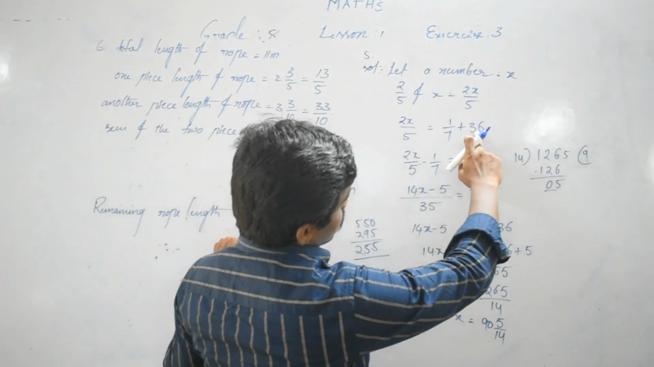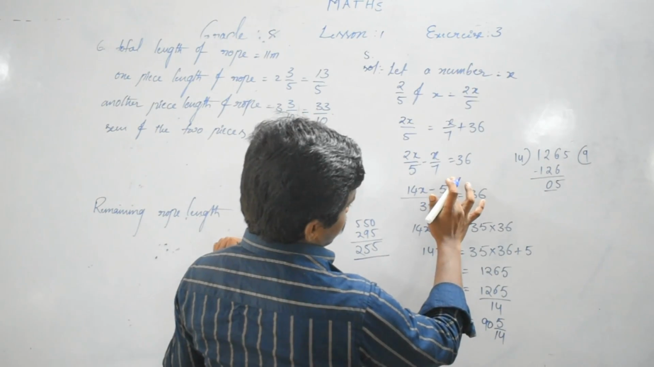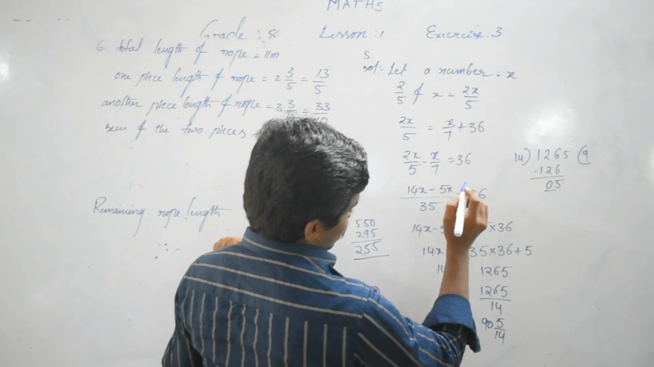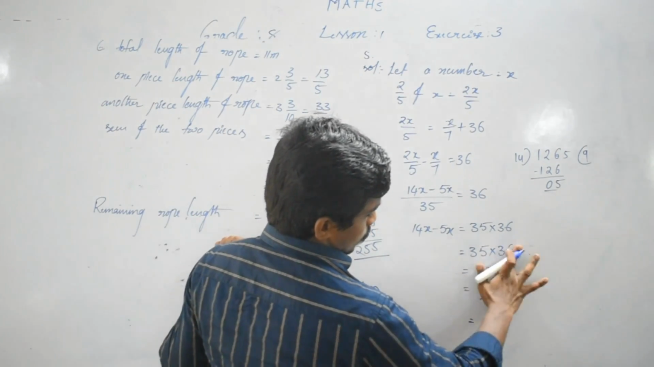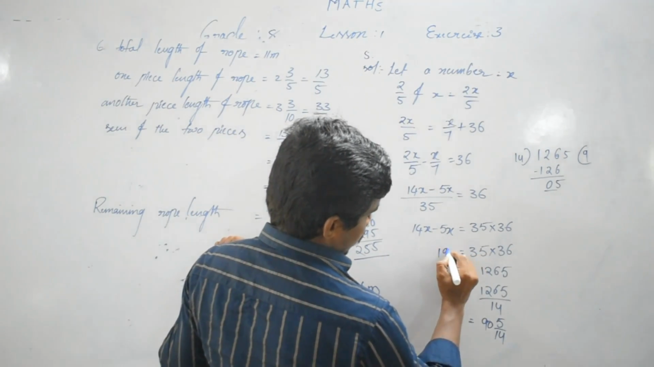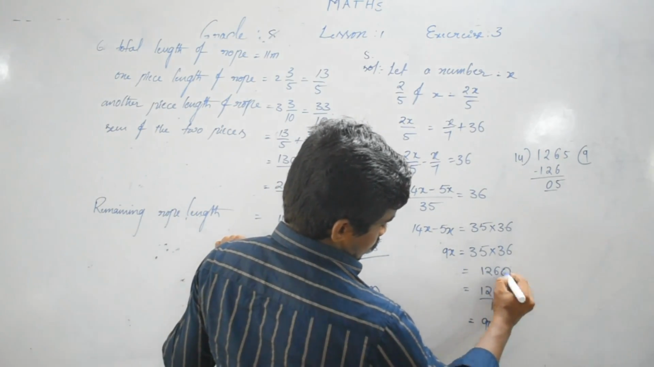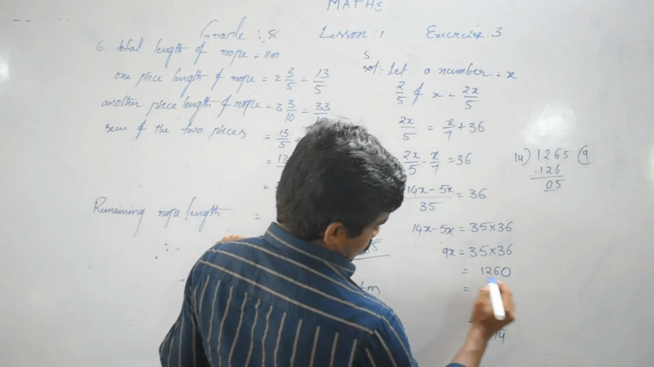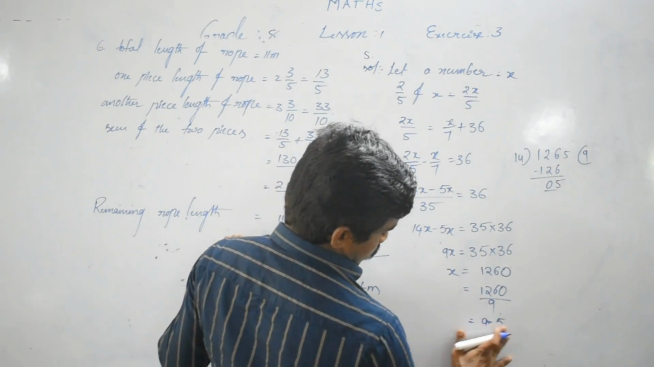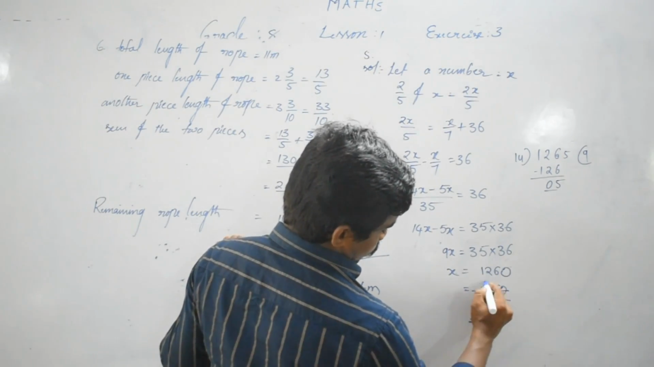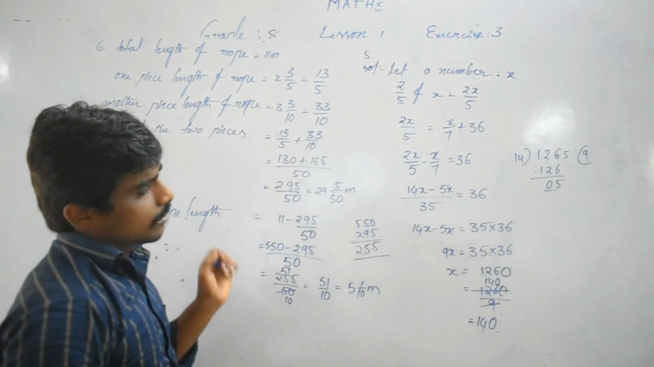Exceed of that number is x here. So here 5x, so here 9x. There is no x. So here 9. So 9 into 40 is 140. Here x equals 140.